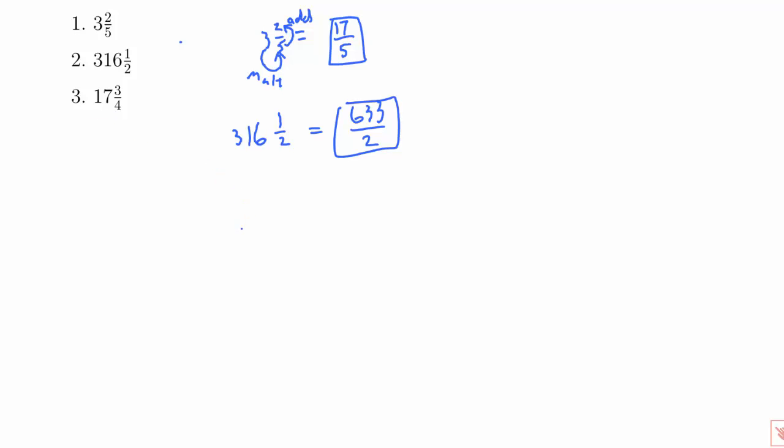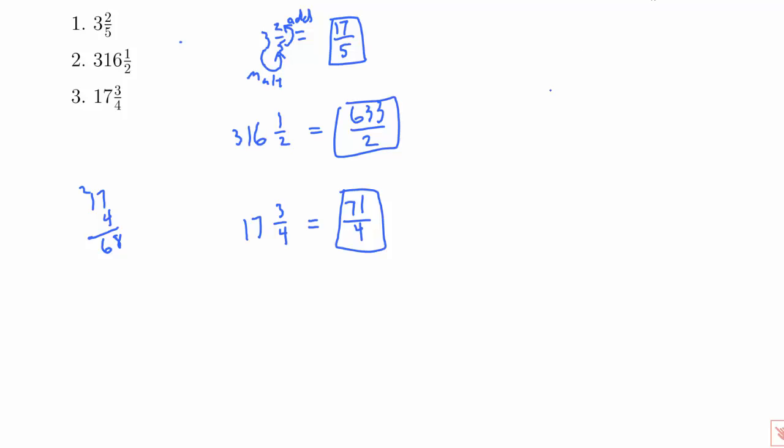Okay. Now, let's look at 17 and 3/4. Again, 17 times 4. Well, if you need to, yes, you can use a calculator, but it's not that hard to do 17 times 4. 7 times 4 is 28. Carry the 2. 4 times 1 is 4, plus 2 is 6. So that's 68 plus 3 gives me 71, and keep the denominator the same. There you go. This is how to convert a mixed number into an improper fraction.